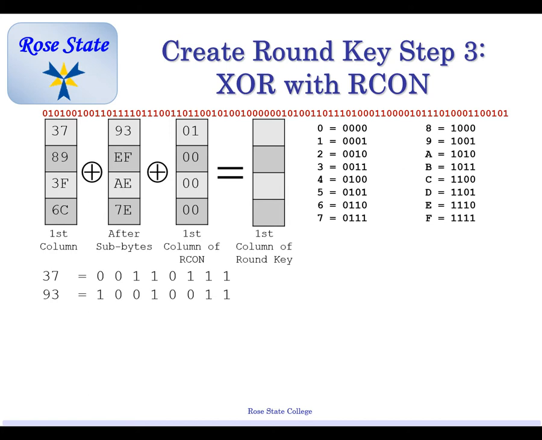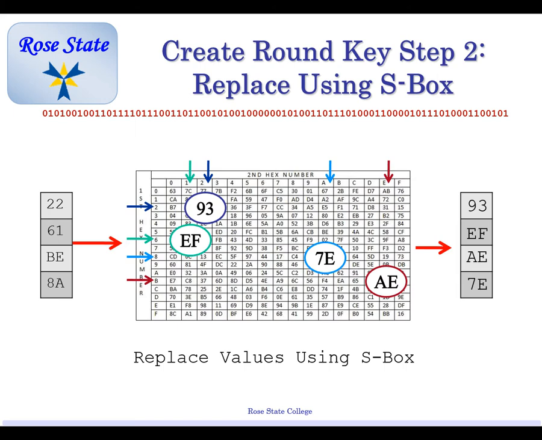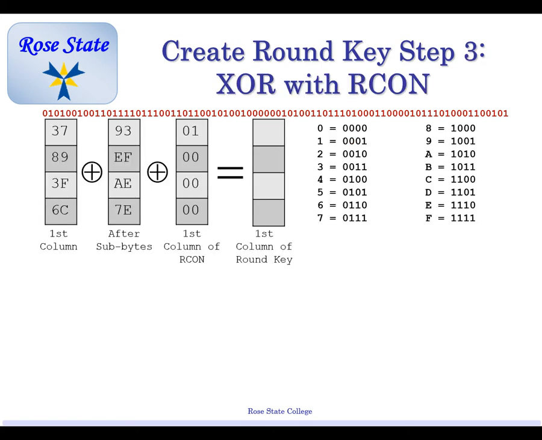So remember, we took the last column and converted it to 93, EF, AE, and 7E. Then we take the first column and the one we just made. So you all know where that 93 came from? The 93 was the result of this. Where did this 22 come from? It was that one column where we brought the top to the bottom and shifted everything else up one. So that's where we got the 93 from. That 37 was the actual first column in there.